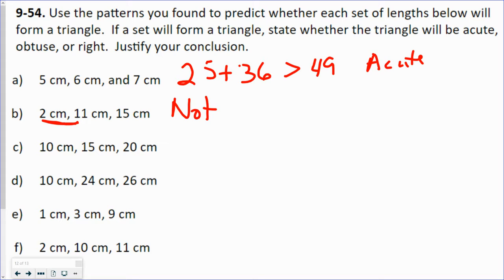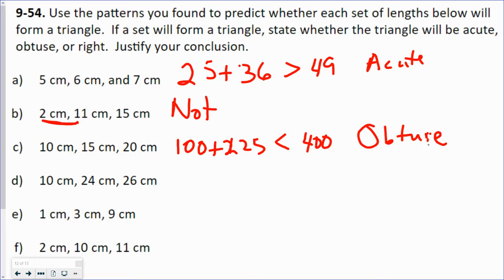How about 10, 15, and 20? Oh, 10 and 15 definitely add up to more than 20, so that is a triangle. 10 squared is 100. Plus 15 squared is 225, and 20 squared is 400. And if you don't know those numbers, get a calculator, try it. 100 plus 225 is 325. That's less than 400, so this is an obtuse triangle. Okay? All right, if you haven't, please go ahead and finish off the last 3. Got it? And when you're done, unpause it.